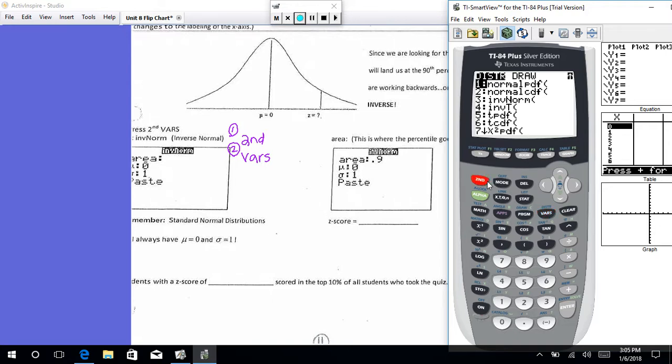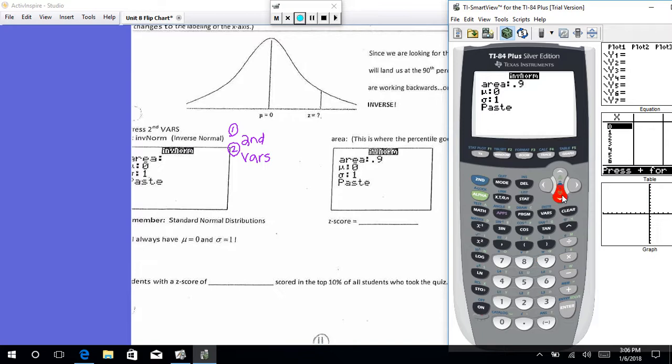Let me do that again. Okay, second vars, and it pulls up all these options for distribution. If you see right there, DISTR stands for distribution. We are going to scroll down to inverse norm, and it is going to show you the exact same screen that you see on your paper. If we want to know the percentile of 90% as a decimal, it is 0.9.